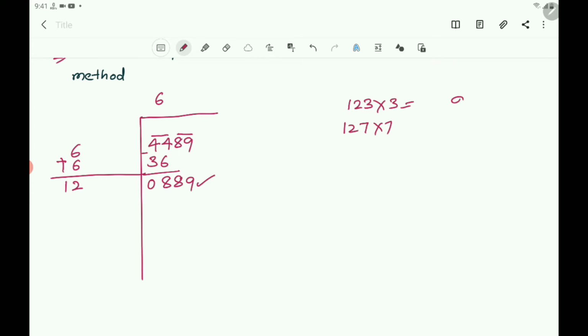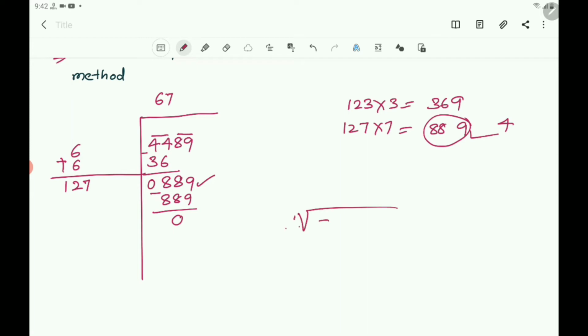You know that 3 3s are 9, 12 3s are 36, and the next one, 7 7s are 49 and 12 7s are 84 plus 4, 88. So this is to be considered, because you got 889 by taking 7 and 7. So 127 into 7 is 889, and you got the product 889. 889 minus 889 is what you got? 0.